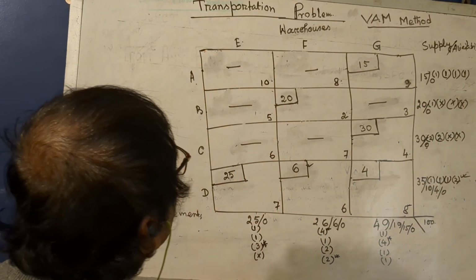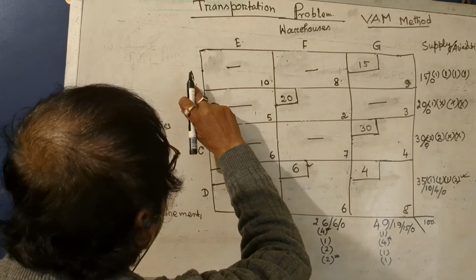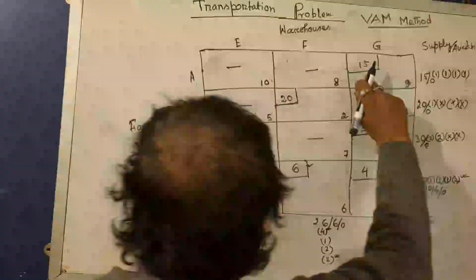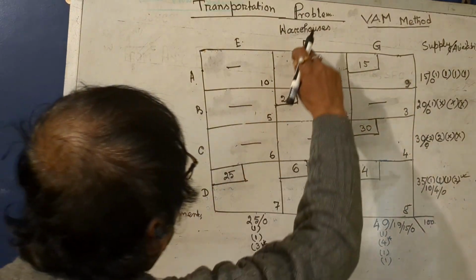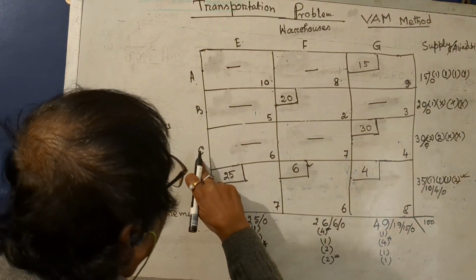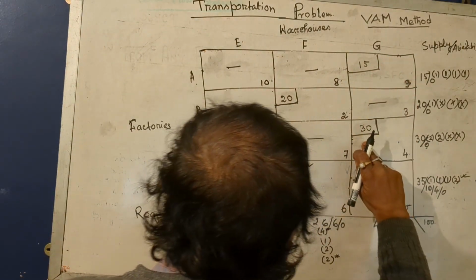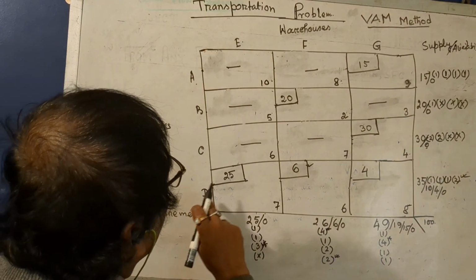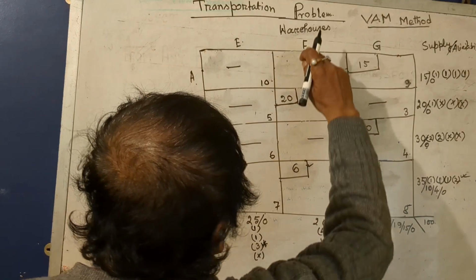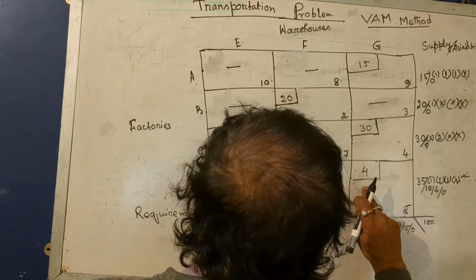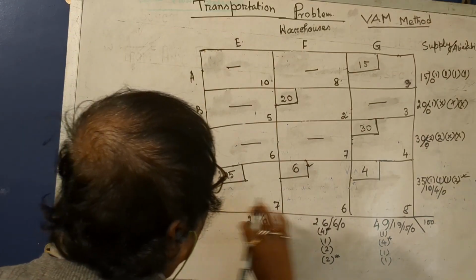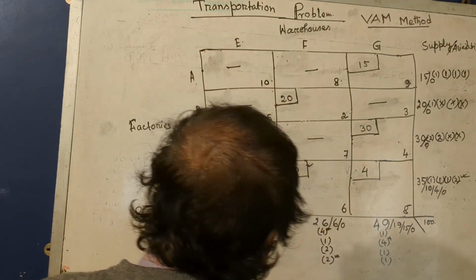So what will be your solution? The basic solution is you have to shift from A source or factory to G destination 50 units, from B factory to A warehouse or marketplace 80 units, from C factory to G warehouse 30 units, and from D factory you have to shift 85 units: to E warehouse 6 units, to F warehouse 4 units, and to G warehouse 4 units. You can check that the allocation has been completed.